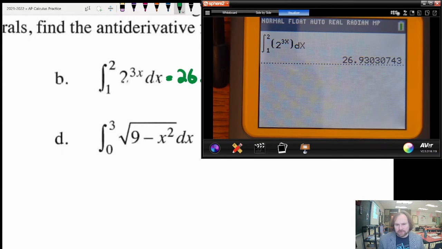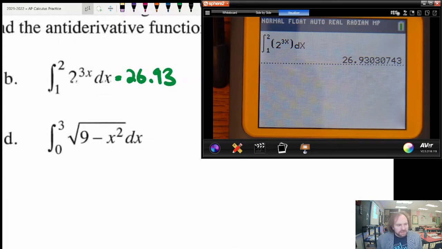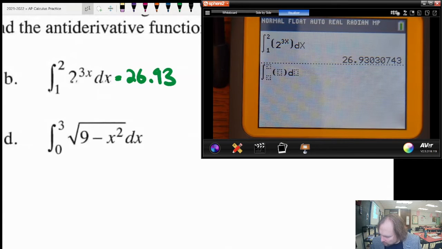I'm okay with that answer. In fact, let's go ahead and look at D right now, because D is also going to be done the exact same way. We will eventually be able to integrate D this year, but not right now. So we're going to use the exact same strategy. We're just going to use the good old calculator to handle a problem like this. Square root of 9 minus x squared dx.